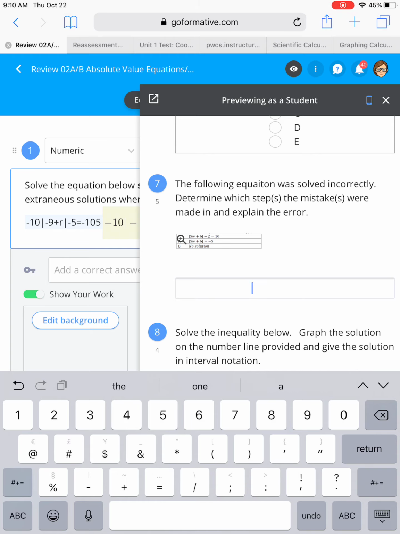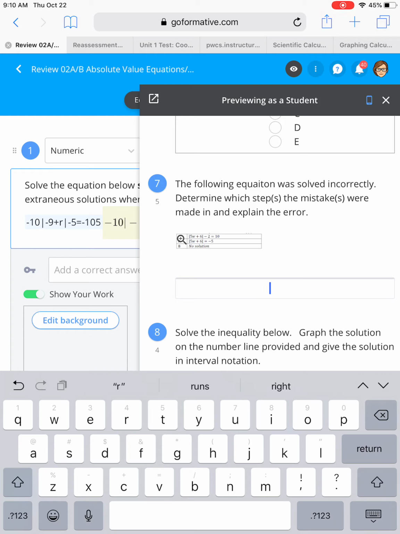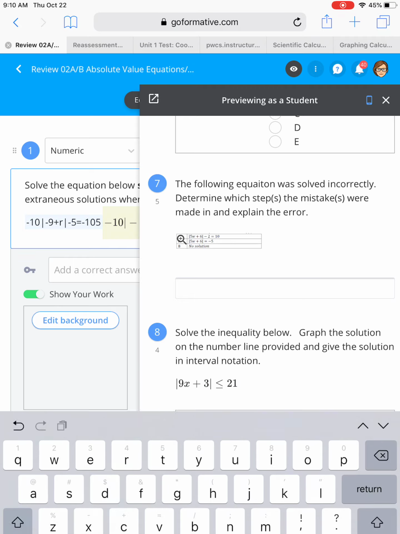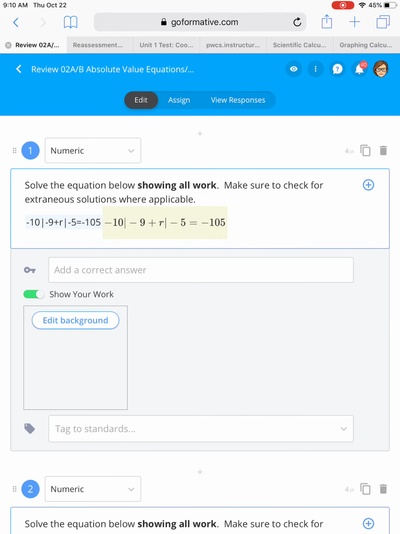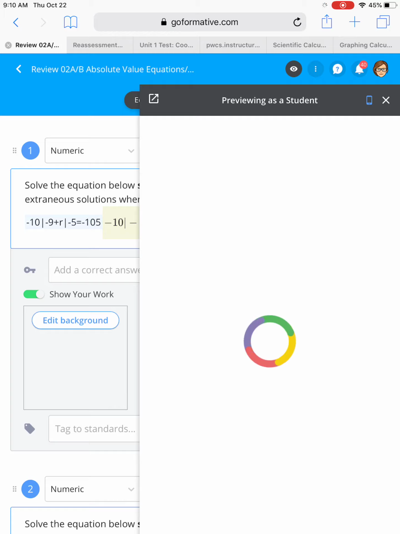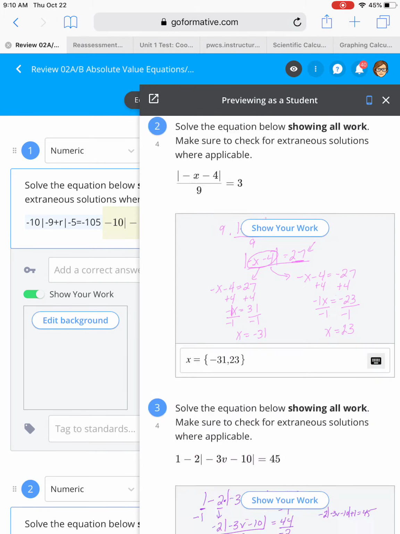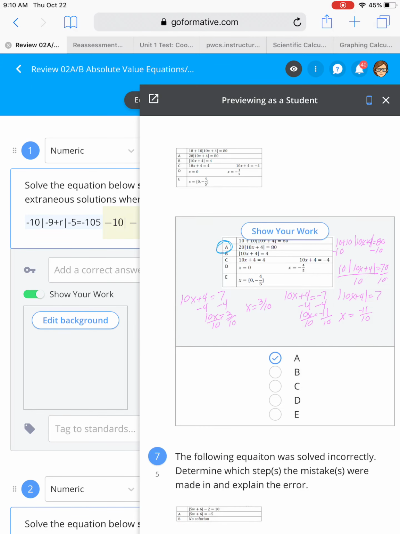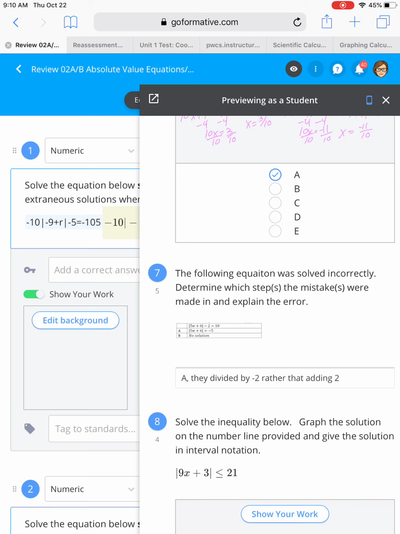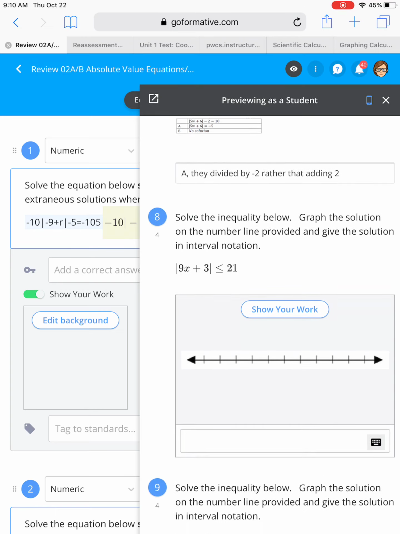by -2 rather than adding 2. Okay, I'm going to refresh because I am having lots of technical difficulties today. Hopefully my answer is there. Formative is usually pretty good, even if it doesn't show up. Yep, A. They divided by -2 rather than adding 2.